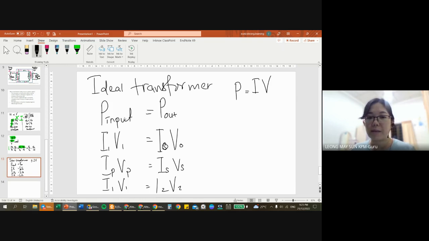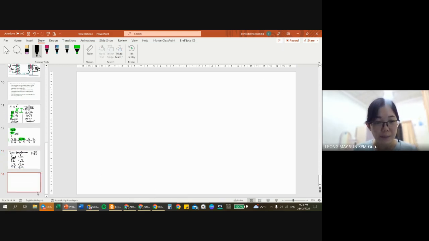In this case, please memorize it as power input equals power output, and then power is current multiplied by potential difference. Try not to memorize any other way. I'm not going to show you the other method, because I used to get confused with that method. So that is the ideal transformer. If it's not an ideal transformer, it means that the transformer has a certain efficiency.